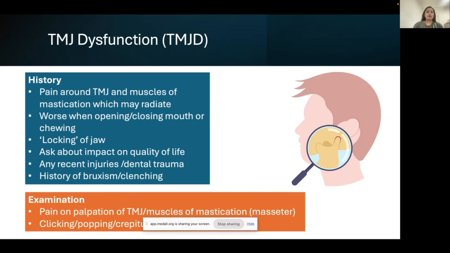It's normally worse when opening or closing their mouth or when they're chewing. They can sometimes get locking of the jaw, so temporarily they can't open fully or they can't close fully. You need to ask about the impact on their quality of life. So does it actually need anything doing? Can they manage? Have they had any recent injuries or dental trauma?